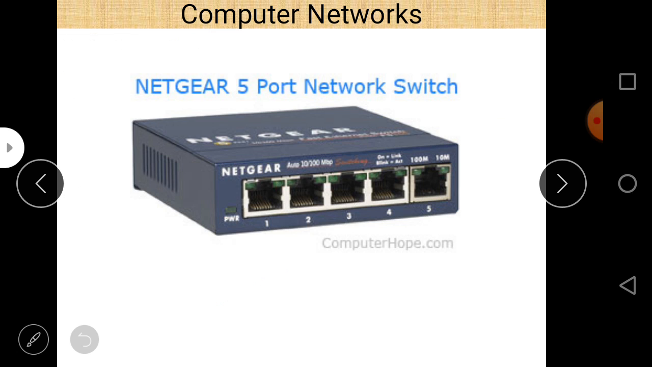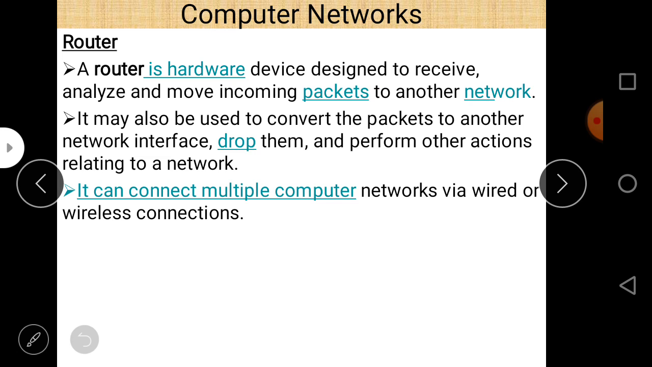Next is the router. A router is a hardware device designed to receive, analyze, and move incoming packets to another network. It may also be used to convert the packet to another network interface, drop them, and perform other actions relating to a network. And it can connect multiple computer networks via wired or wireless networks. So a router is a hardware device first of all, and its work is to analyze and move incoming packets to another network.